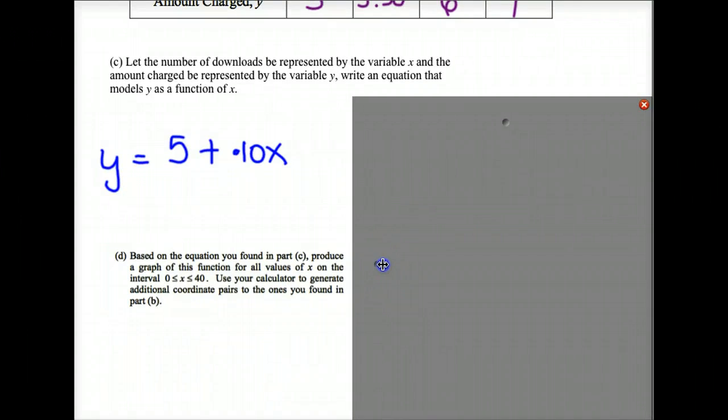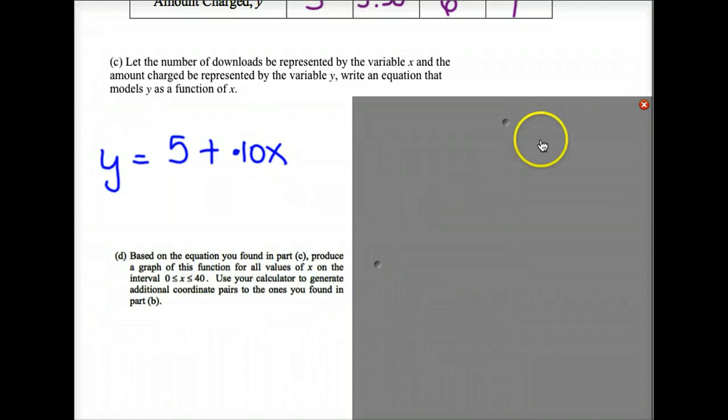D says, based on the equation you found in C, which is y equals 5 plus 0.10x, produce a graph of this function for all values of x on the interval 0 less than or equal to x and x is less than or equal to 40. Use your calculator to generate additional coordinates. So what I want you to do is pause the video and try it on your calculator. If you don't know how to enter a function, see me or Miss Ewing, and we will help you.